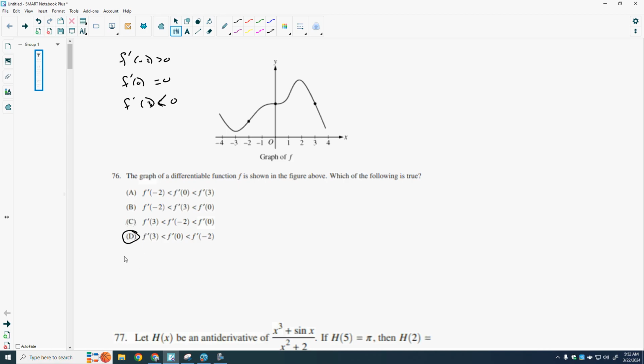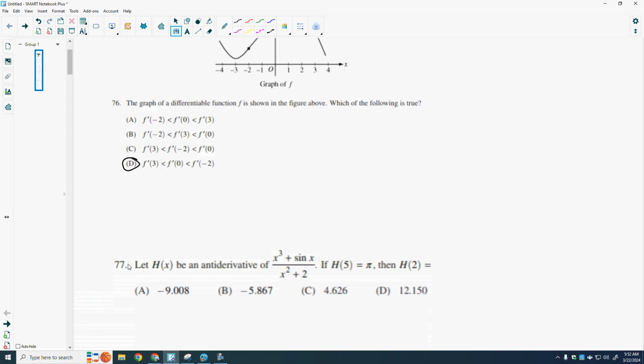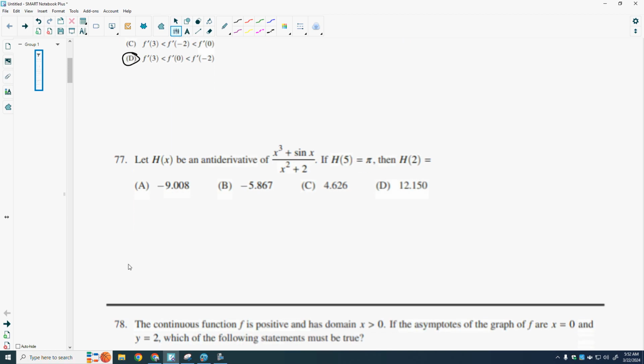Question 77. So this one's pretty important conceptually. You're going to see this in various ways many times on a test. So capital H is the antiderivative of this. So if I were to integrate this, I'm going to call this h prime, right? If h is the antiderivative of this, then this must be h prime.